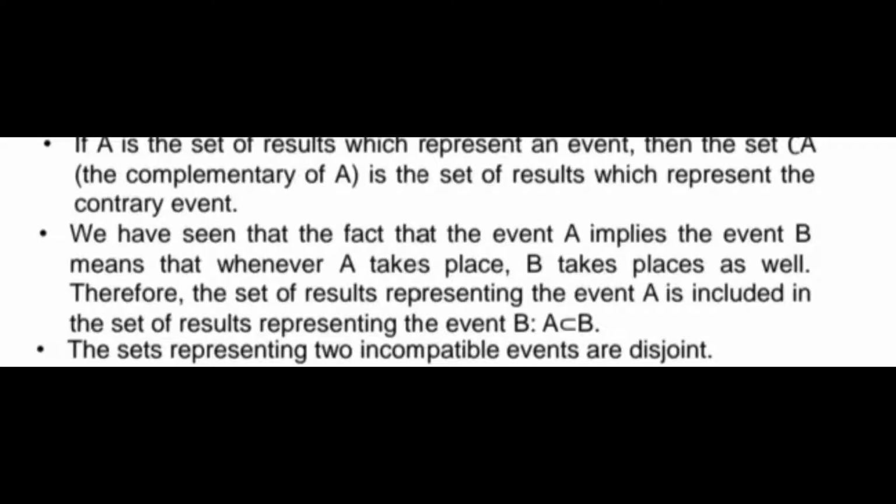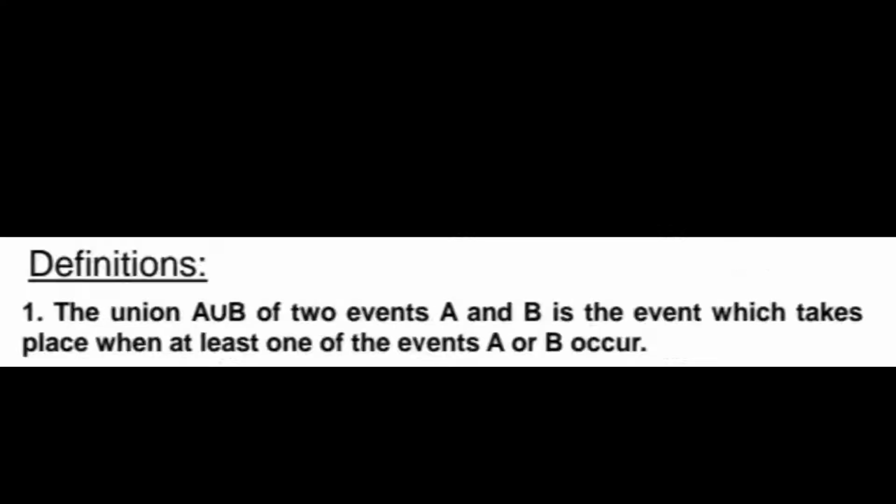We have seen that the fact that the event A implies the event B means that whenever A takes place, B takes place as well. Therefore, the set of results representing the event A is included in the set of results representing the event B, that is, A is a subset of B. The sets representing two incompatible events are disjoint.